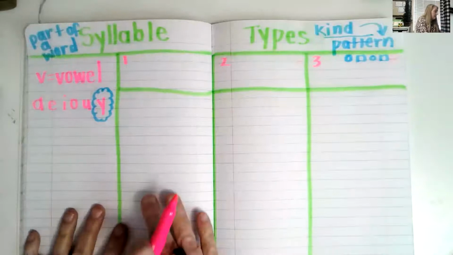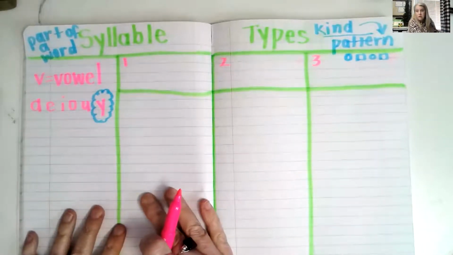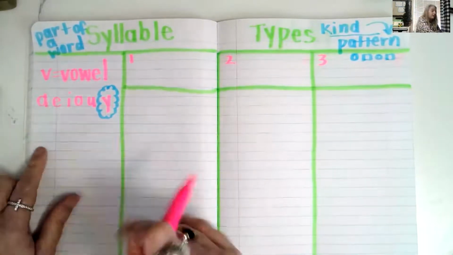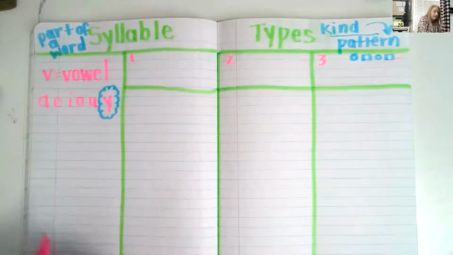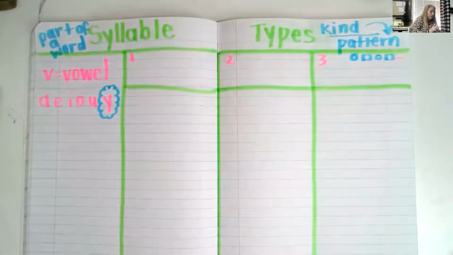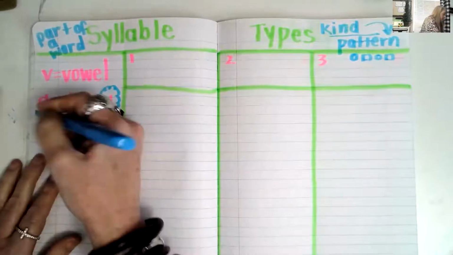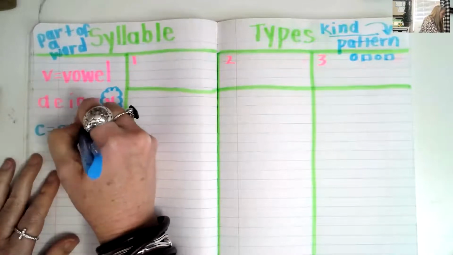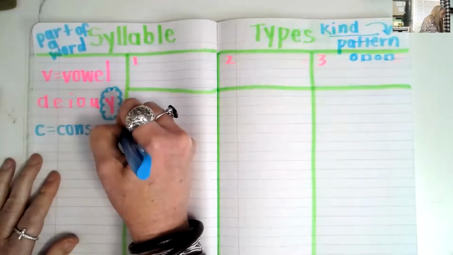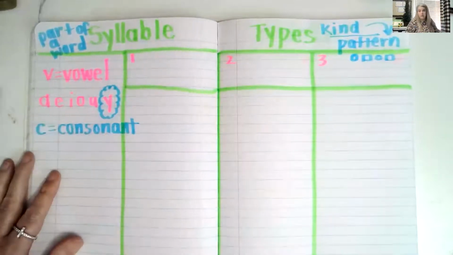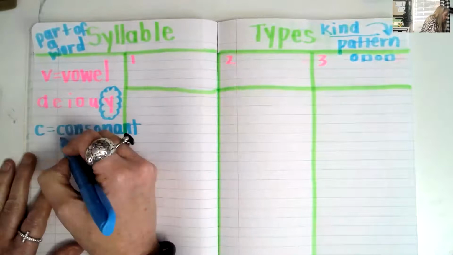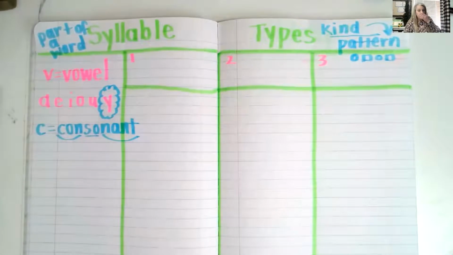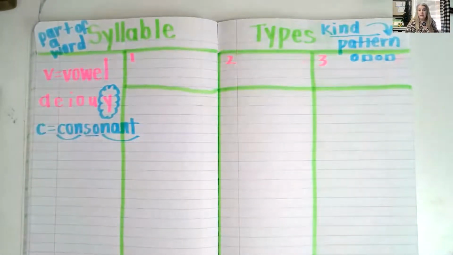Okay, for a Y, let's talk about if it's not a vowel. What might it be? We call that a consonant. So we're going to label that with a letter C. Let's go to our blue highlighter. So C is going to be for consonant, and we're going to use the letter C to represent that. C equals consonant. That's a long word, so help the little ones to read it. Consonant. So if it's not a vowel, it's a consonant.